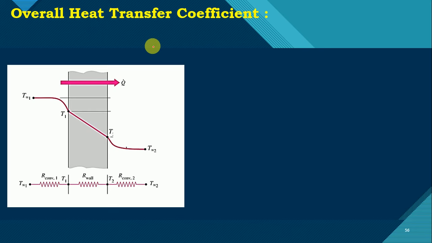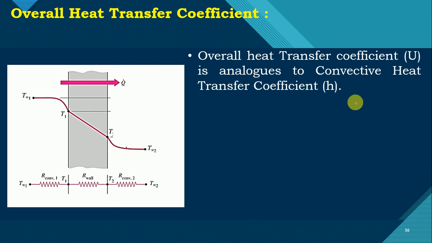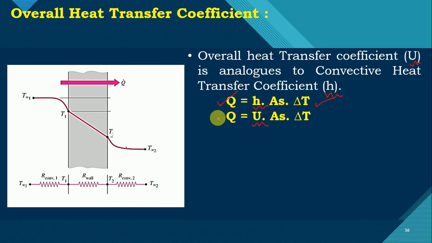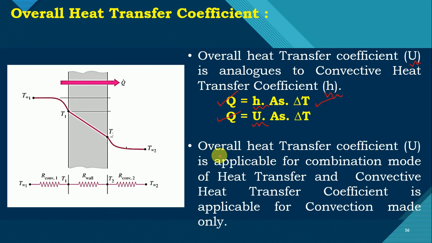Some remarks on the overall heat transfer coefficient are written here. The overall heat transfer coefficient U is analogous to the convective heat transfer coefficient h. Newton's cooling law says that Q is equal to hA delta T. Here h is analogous to U, and I can write the equation as Q is equal to UA delta T. What is U? U is the overall heat transfer coefficient. What is h? h is the convective heat transfer coefficient. The first equation is given by Newton's cooling law, whereas this equation is a simplified form analogous to Newton's cooling law.